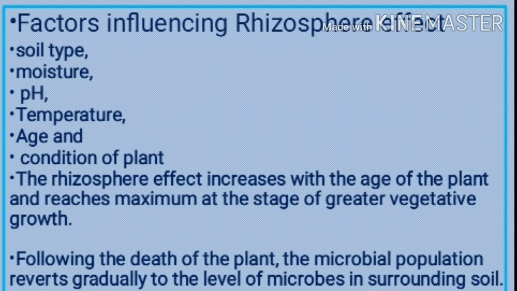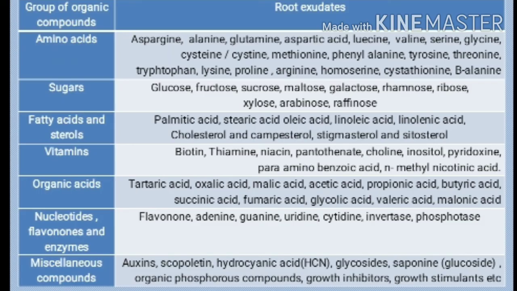soil. Different organic compounds are present in the root exudate which promote the growth of the microorganisms in rhizosphere soil. Various organic compounds present in the root exudates include amino acids, sugars, fatty acids and sterols, vitamins, organic acids, nucleotides, flavonoids and enzymes and several other miscellaneous compounds. Amino acids such as asparagine, alanine, glutamine, aspartic acid, leucine, valine, serine, glycine, cysteine, methionine, phenylalanine, tyrosine, threonine are found in the root exudates.